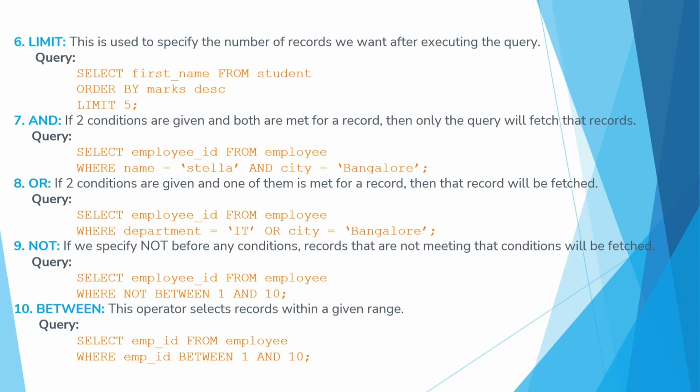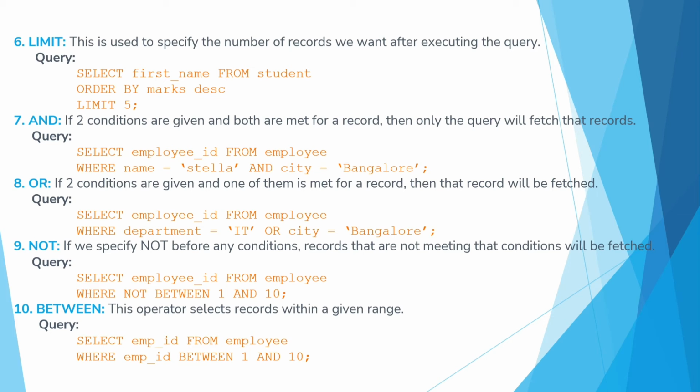Then comes NOT. If we specify NOT before any condition, records that are not meeting that condition will be fetched. Its sample query is like select employee ID from employee where not between 1 and 10. So here the records which are not in between 1 and 10 are fetched from the table.